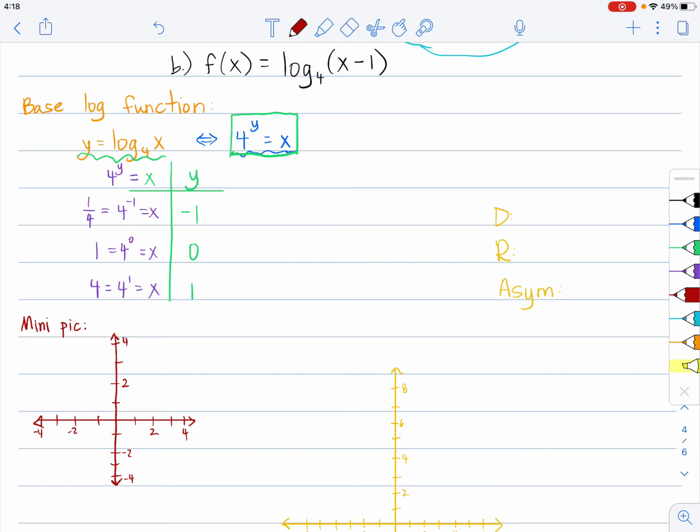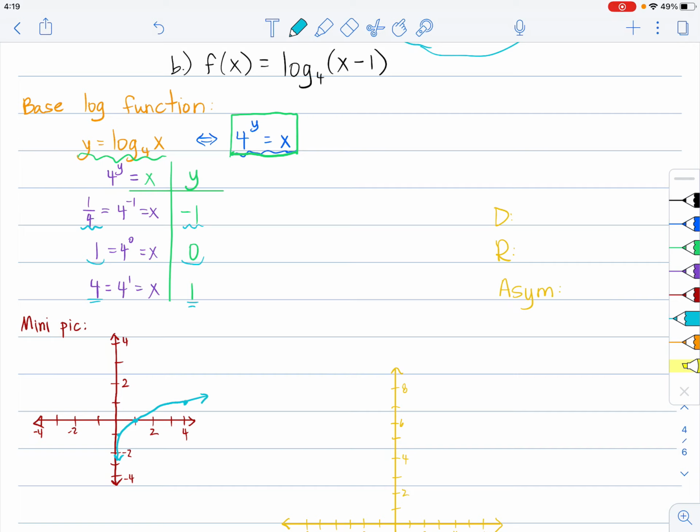2, 4, -2, -4, -2, 2, negative 4. Okay, so when we plugged in a quarter, we're pretending like we knew to plug in a quarter, we got out negative 1. When we plugged in 1, we got out 0. And when we plugged in 4, we got out 1. x comma y. So 1/4 comma negative 1, 1 comma 0, and 4 comma 1 are the points on my graph, which gives me a picture that looks like this.